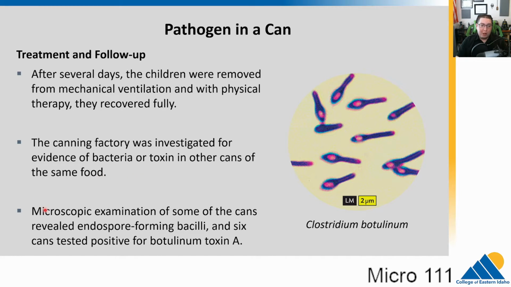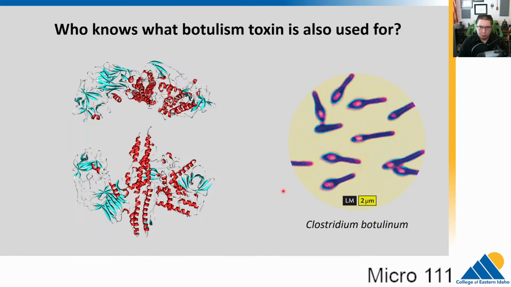So if you looked under a microscope at some of those cans, you would see these specific bacteria, and by the shape you suspect Clostridium botulinum. Then they also use that antibody test for the toxin itself. And there's actually a specific stain that we can use to find this as well.